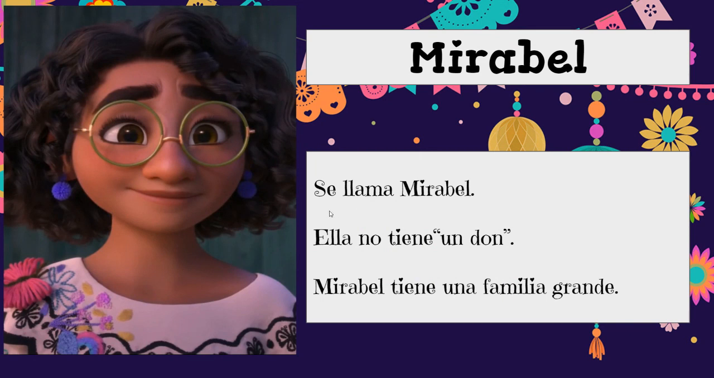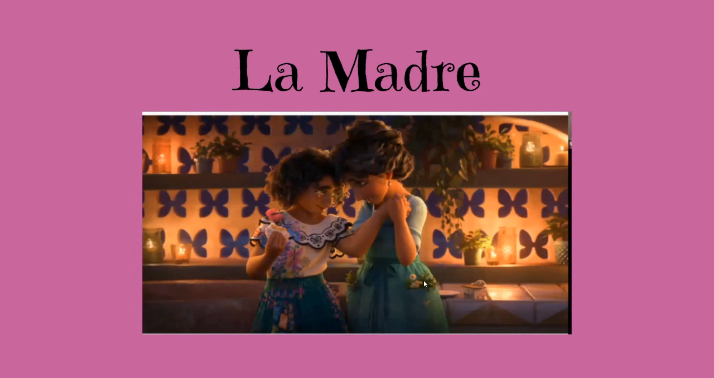This is Mirabel. Se llama Mirabel. Her name is Mirabel. Ella no tiene un don. Mirabel tiene una familia grande. She does not have a don. A don is like a gift. But she does have a big family. Una familia grande. So let's take a look at her family.